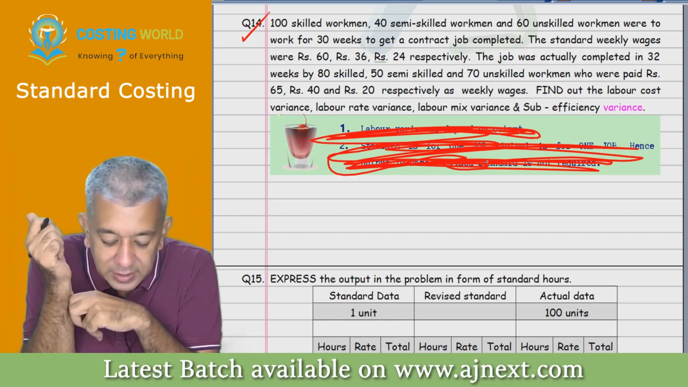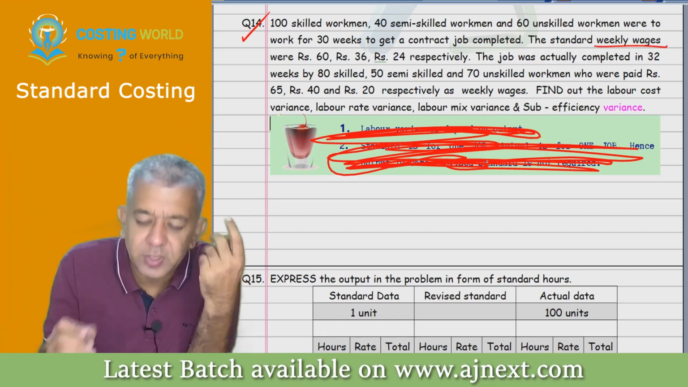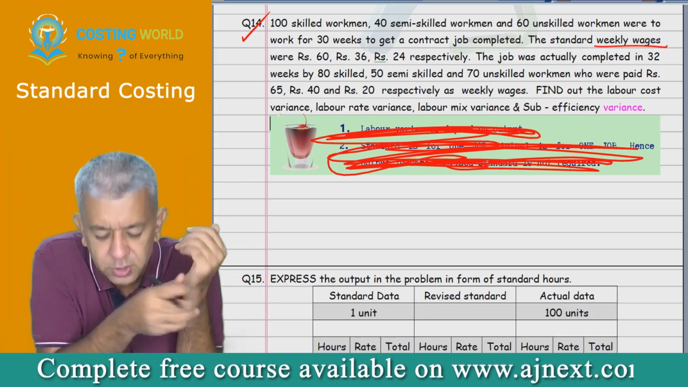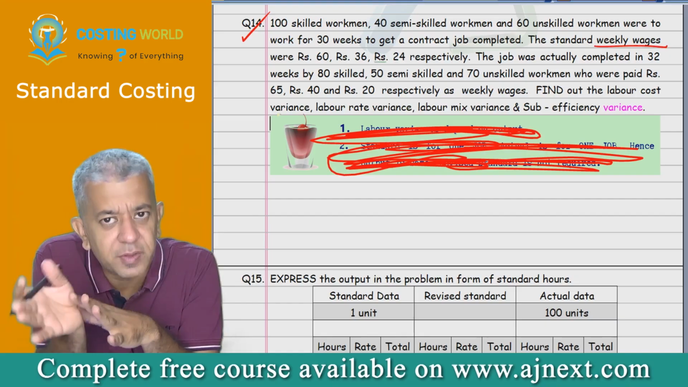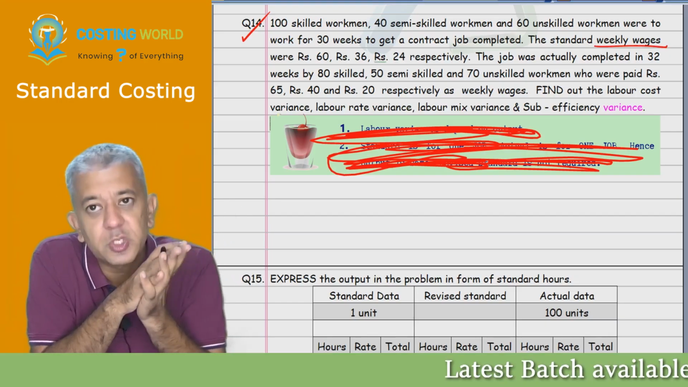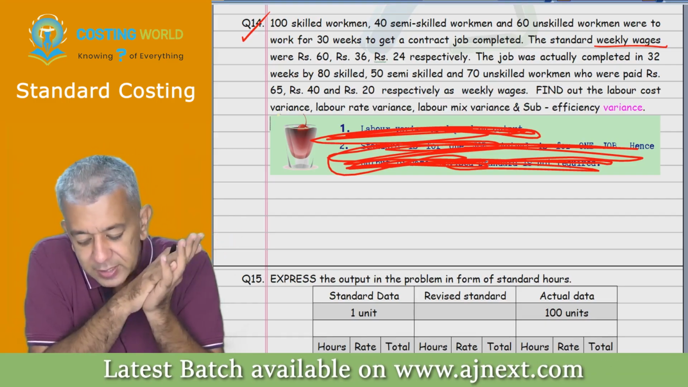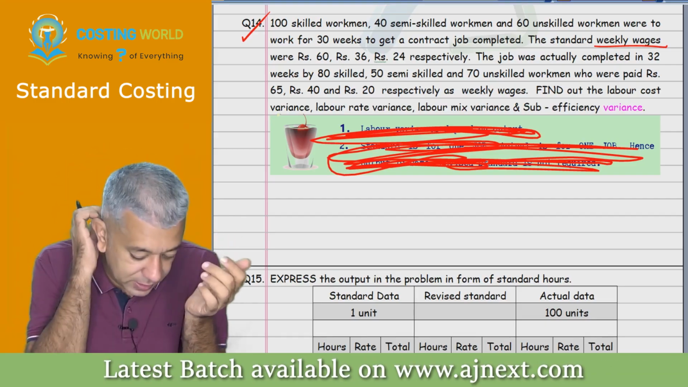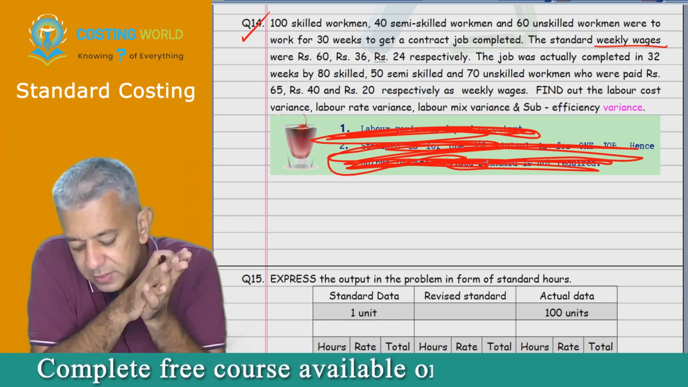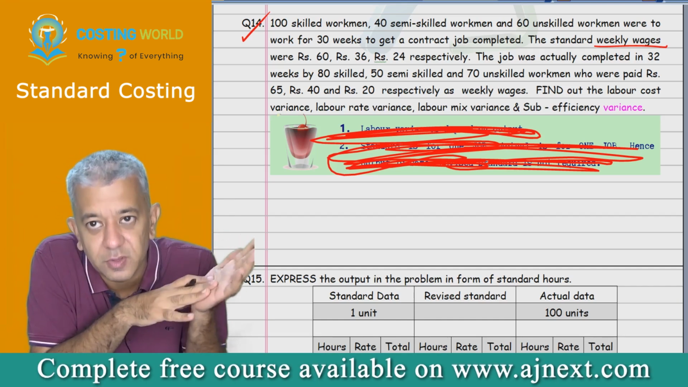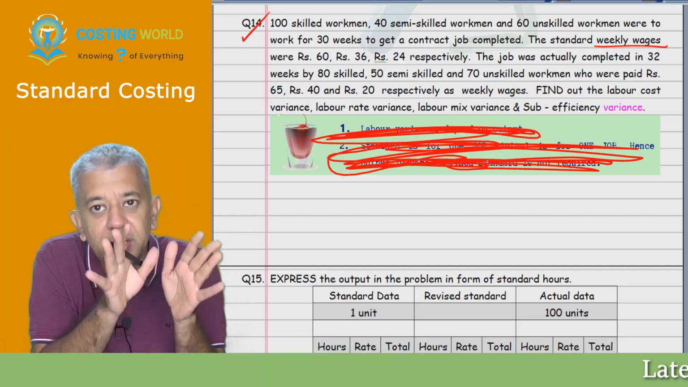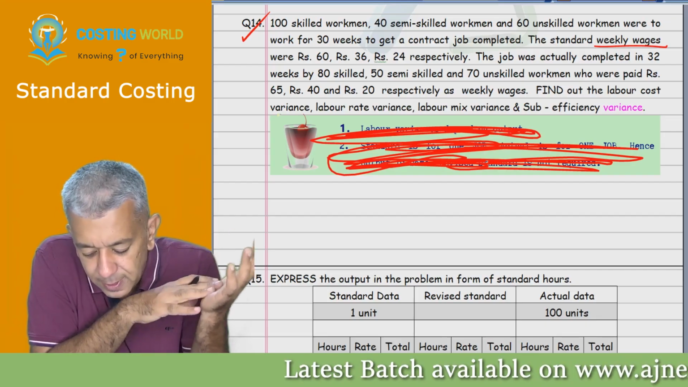Fine. The standard weekly wages, so instead of hours, rate per hour and amount, in this question it is going to be weeks, rate per week and amount, were rupees 60, rupees 30 and rupees 24 respectively. The actual job was completed in 32 weeks by 80 skilled workers, 50 semi-skilled workers and 70 unskilled workmen, who were paid at the rate of 65, 40 and 20 respectively as weekly wages.